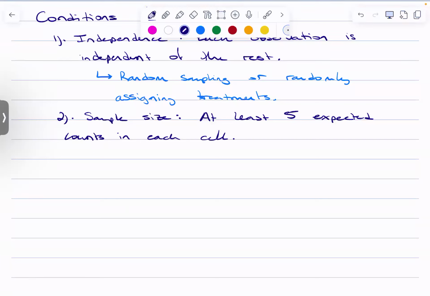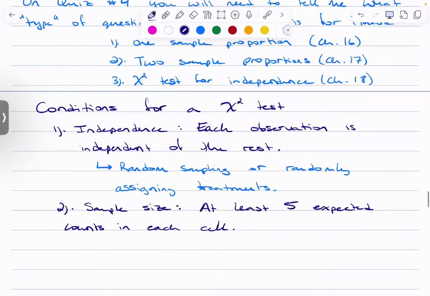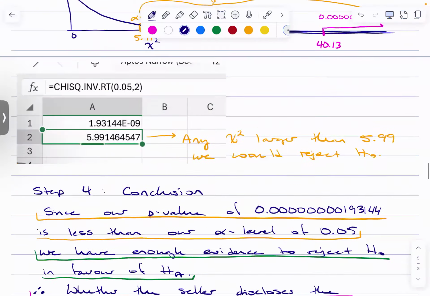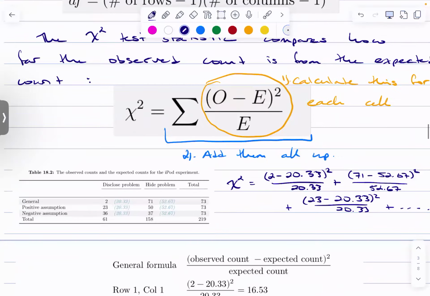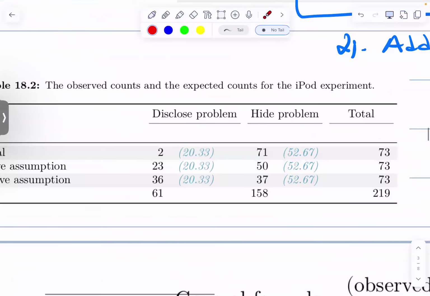Which means that before you can check the conditions, you would need to calculate those expected counts. So let's go back to our expected counts. And I really hope that they're all big enough. Phew. 20, 20, 20, 52, 52, 52, all greater than 5. And so we're allowed to use that chi-squared distribution.